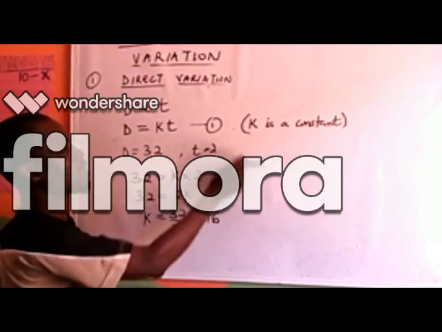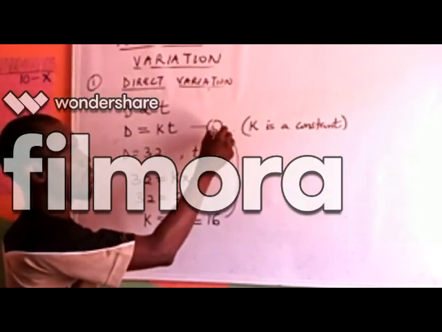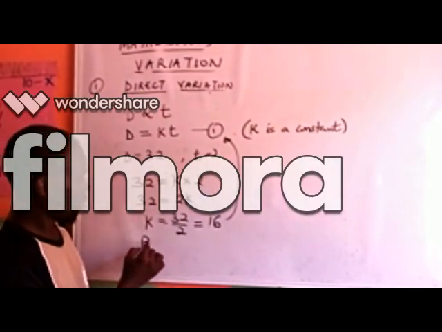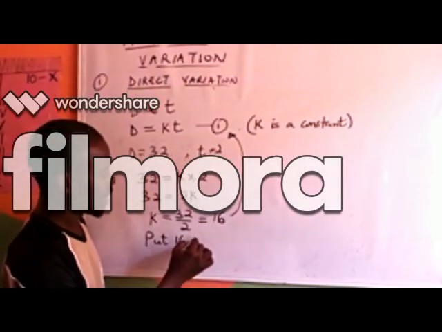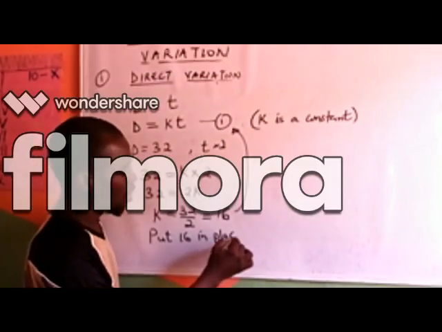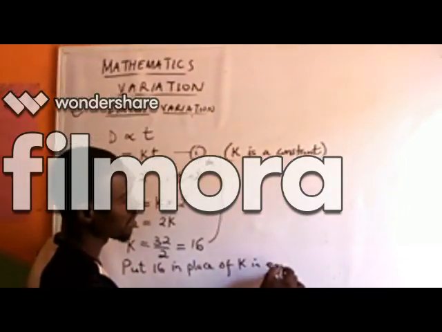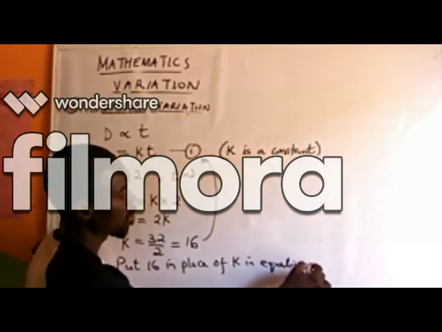You now go back to equation 1. From here, you come back here. What do you do? You put 16 in place of K. That's it. Put 16 in place of K in equation 1. That's the first thing you do in equation 1.